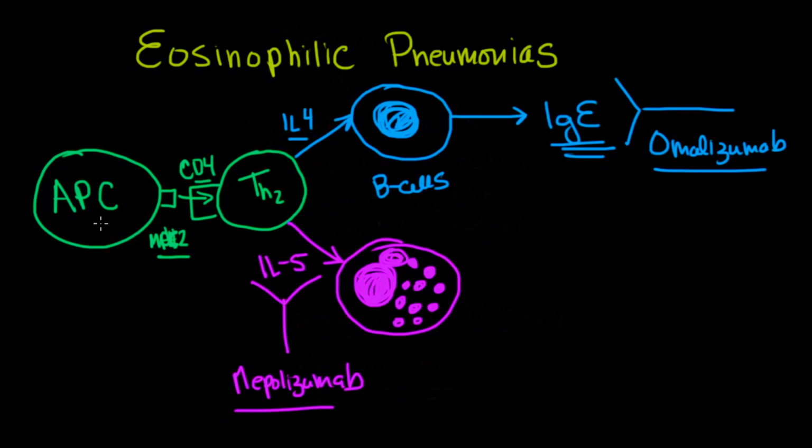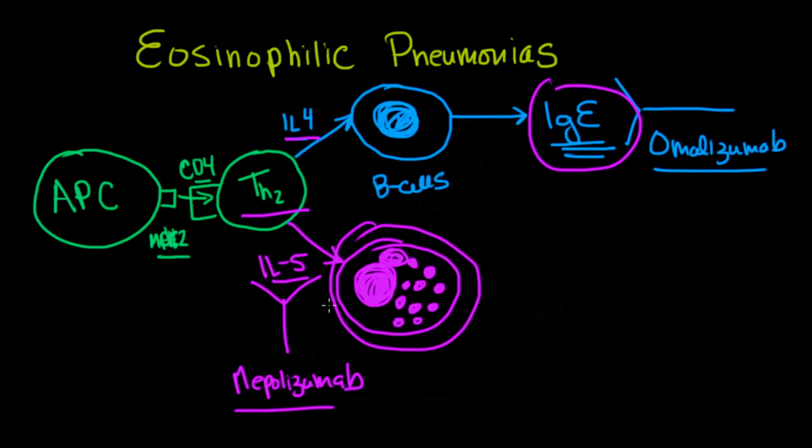So just be aware, APC, antigen-presenting cell in the airway, combines with a Th2 cell via a CD4 MHC2, and then the Th2 cells, which are T4 cells essentially, can make either IL-4 or IL-5. The IL-4 goes on to make IgE, which we'll see a lot of, and the IL-5 goes on to make a lot of eosinophils, or to attract them.